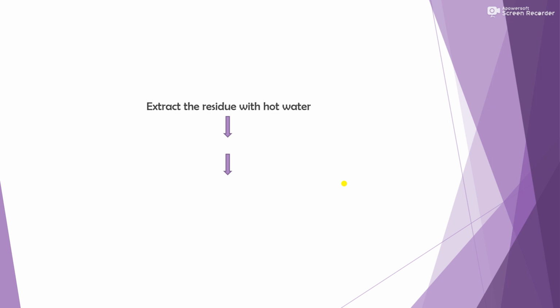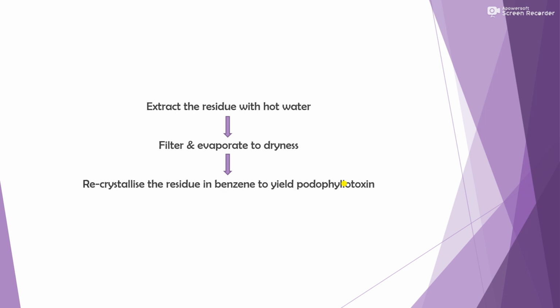Extract the residue with hot water, filter and evaporate to dryness so that the crystals of podophyllotoxin are obtained, and we have to recrystallize the residue in benzene to yield the final product, podophyllotoxin, in pure form. So this is the extraction procedure for podophyllotoxin.